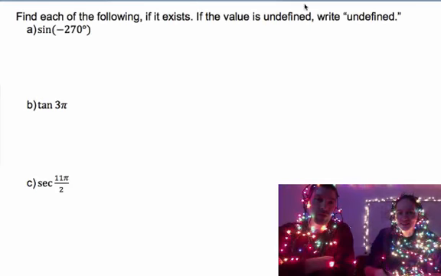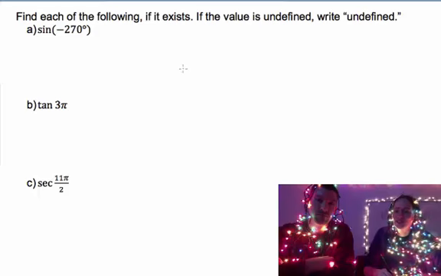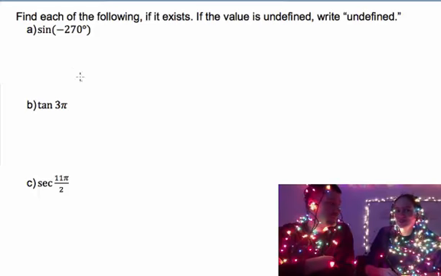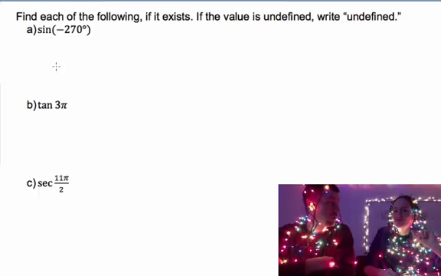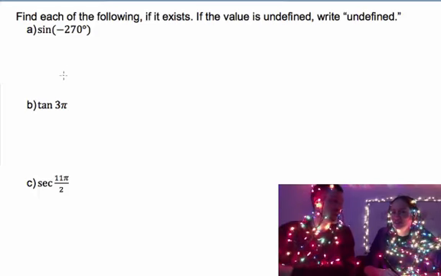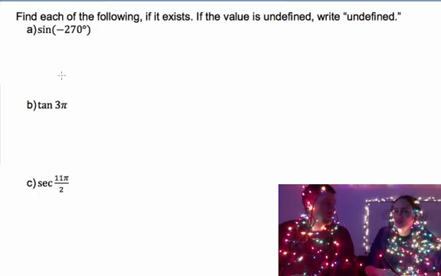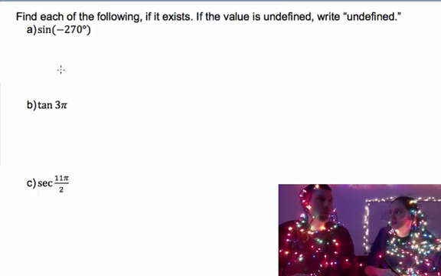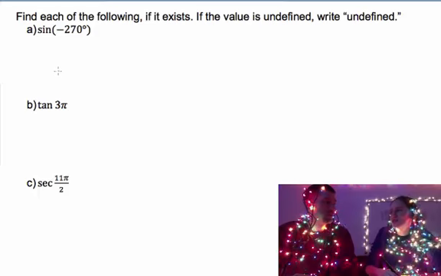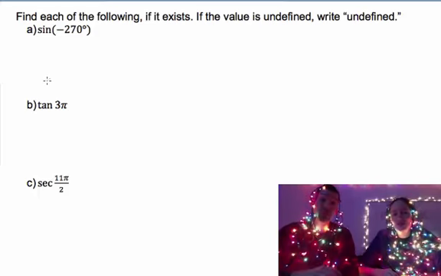Hey there, kiddos. We're going to use the find the following if it exists rule here. If the value is undefined, write undefined. That makes sense. I think if it's undefined, we should just write 0, right? But that's not the same. Zero is like an answer. Like if you have 2 minus 2, you put it equals 0. You don't put it equals and then not write anything. But what about 1 divided by 0? People write 0 all the time. But that's wrong because you can't take 1 of something and divide it into 0 groups. I agree. So it has to be undefined, okay?